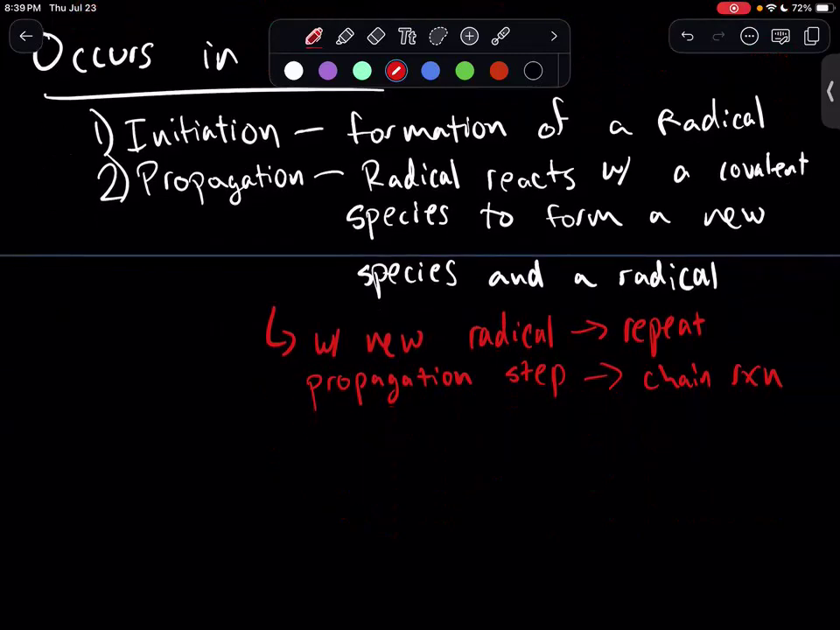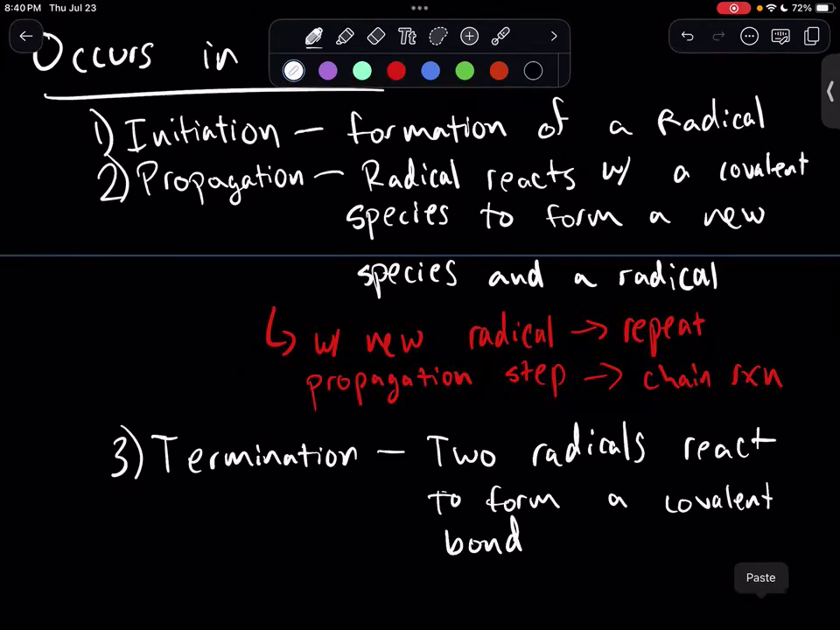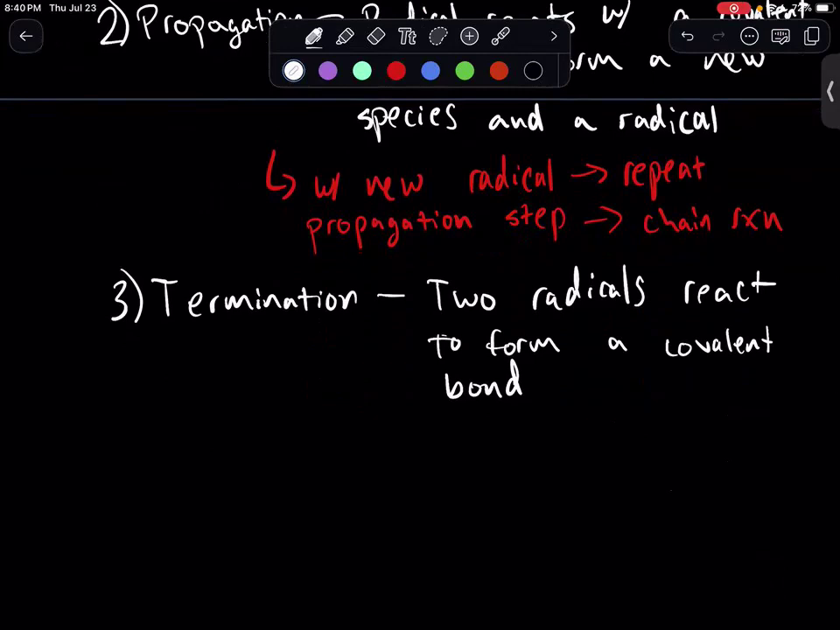So how does this finally end? Well, it ends with step 3, which is termination. Termination is simply two radicals reacting to form a covalent bond. So it basically ends when one radical will meet another radical instead of a covalent compound, and instead they'll just both cancel each other out by creating that bond.